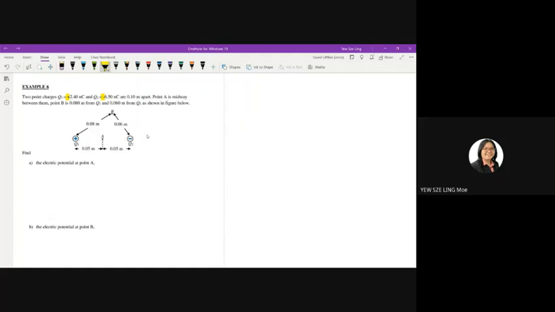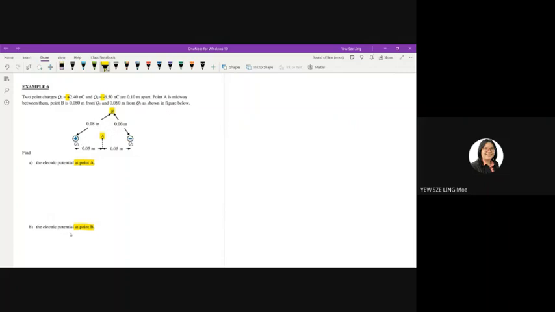So the question is being very nice to you. They give you this diagram already, okay? So you don't have to sketch your own diagram. Question A asks you to calculate the electric potential at point A. Question B asks you to calculate electric potential at point B. You are given 2 points in the questions, but that doesn't matter, not that important yet.